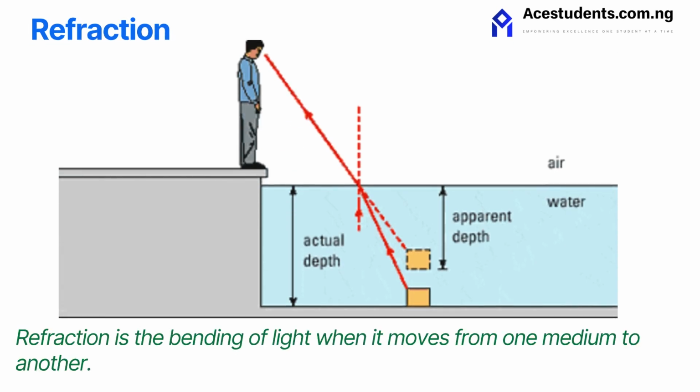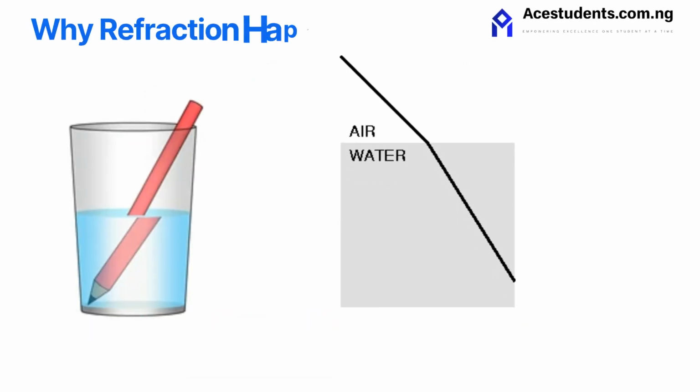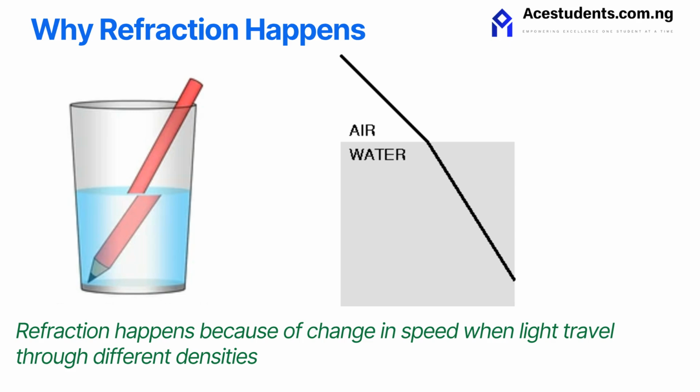Now, let us explore refraction. Refraction is the bending of light when it moves from one medium to another. For example, when you place a pencil in water, it appears bent. This phenomenon is caused by refraction. Refraction happens because light changes speed when traveling through materials of different densities.